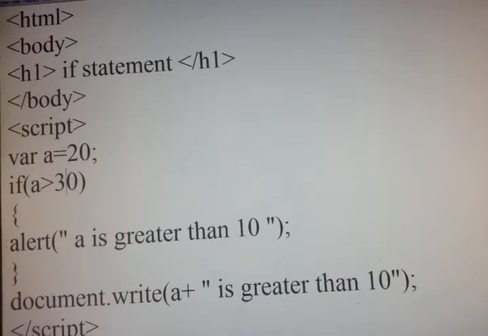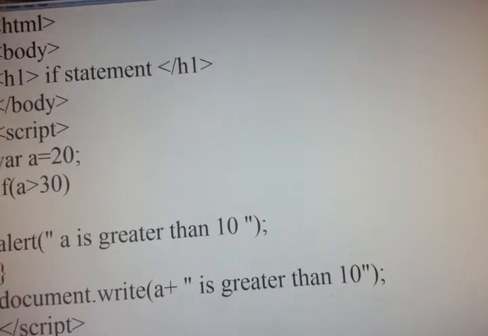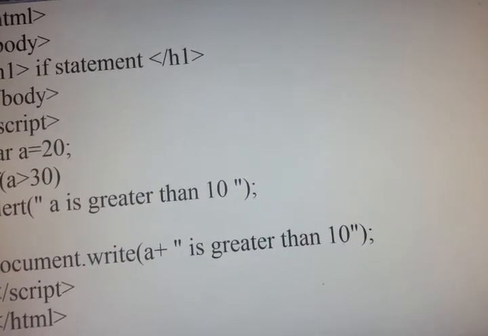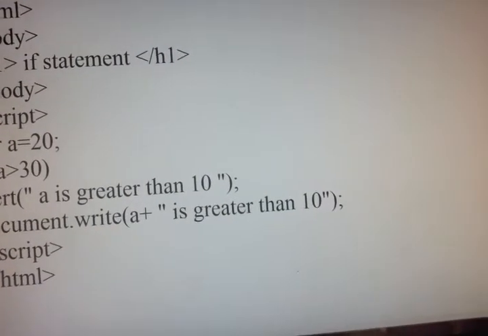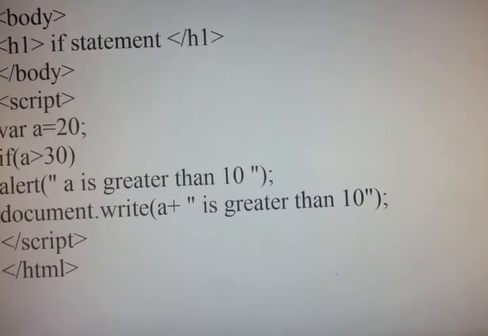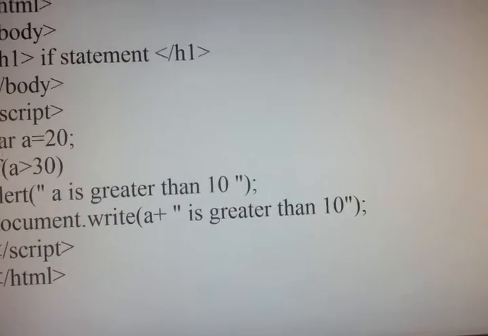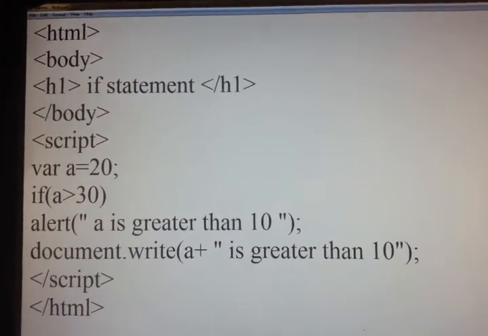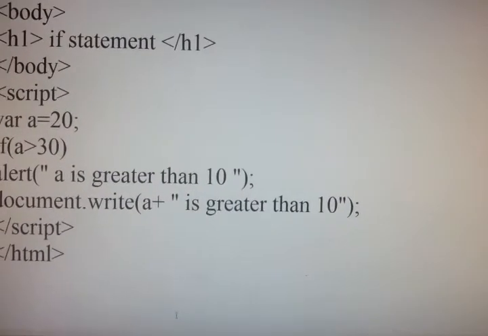If we remove the flower bracket, we'll see what happens. Save the program. Recompile. No effect. What is the mistake we have done?